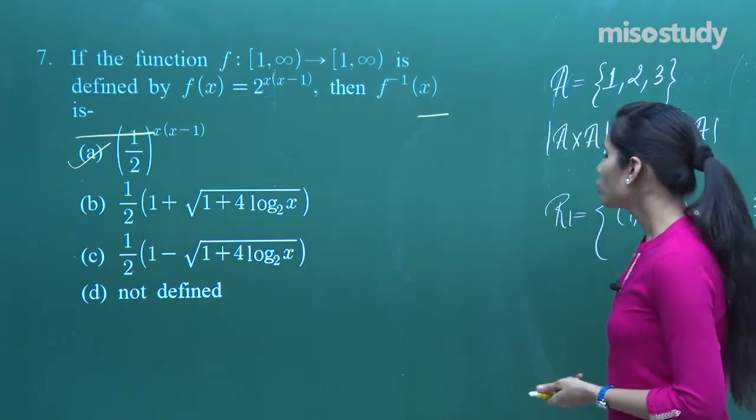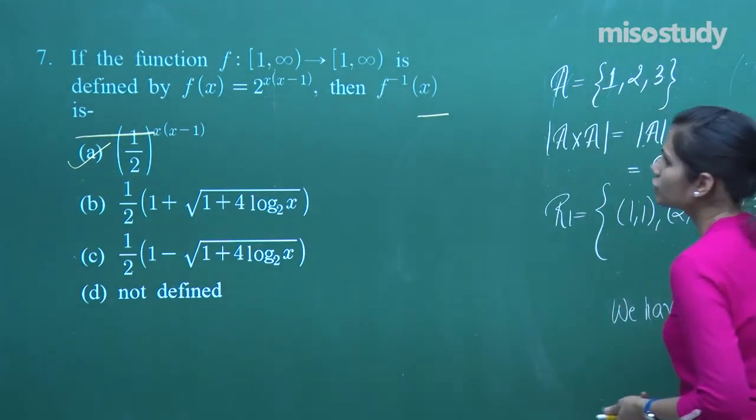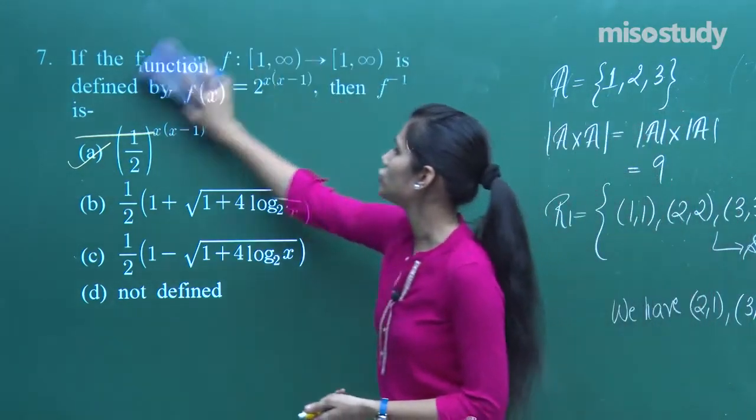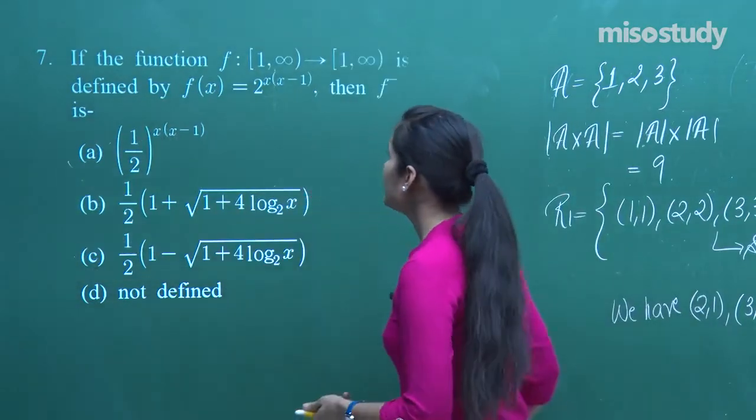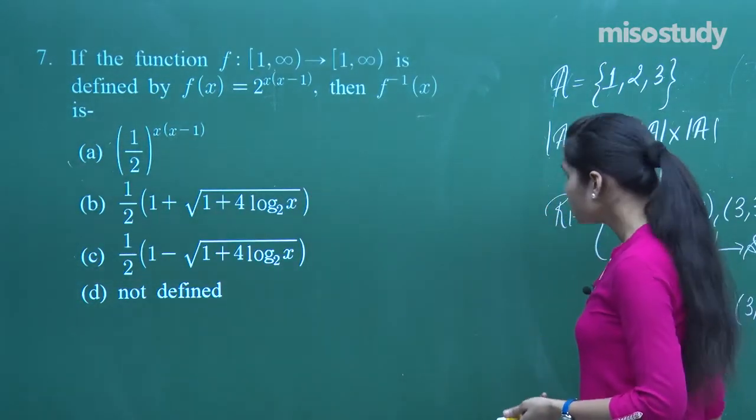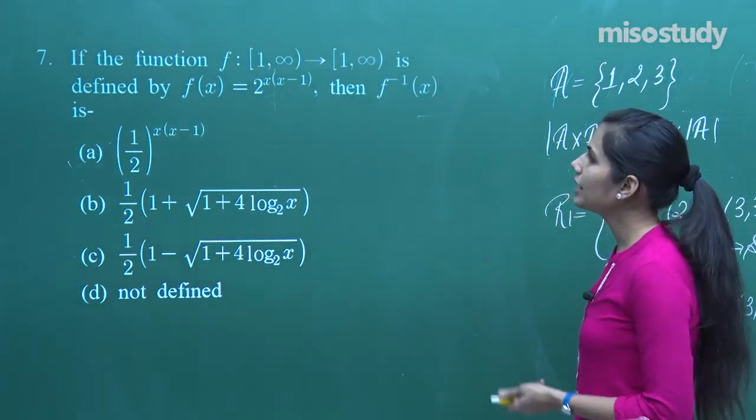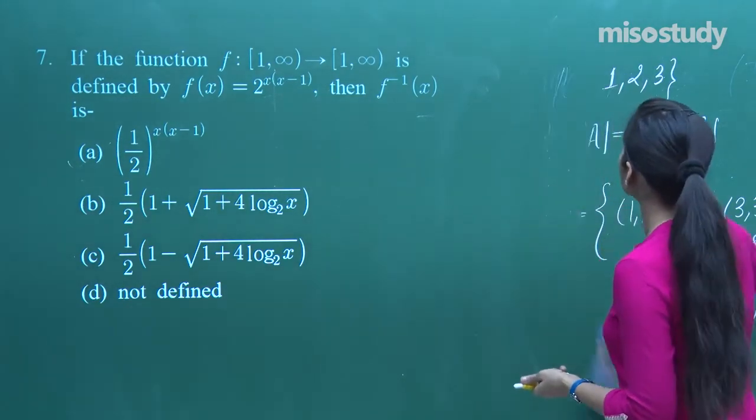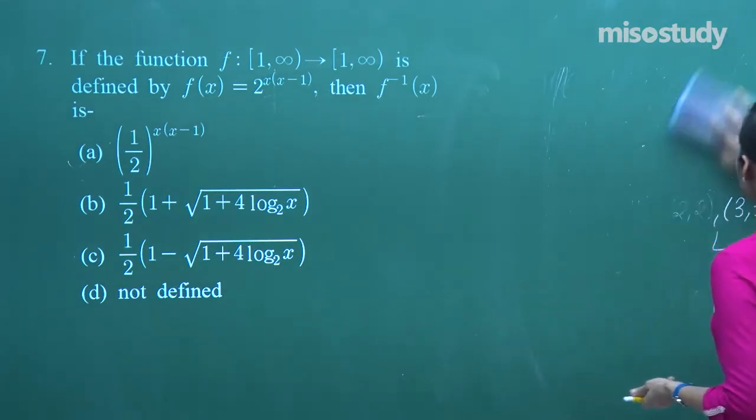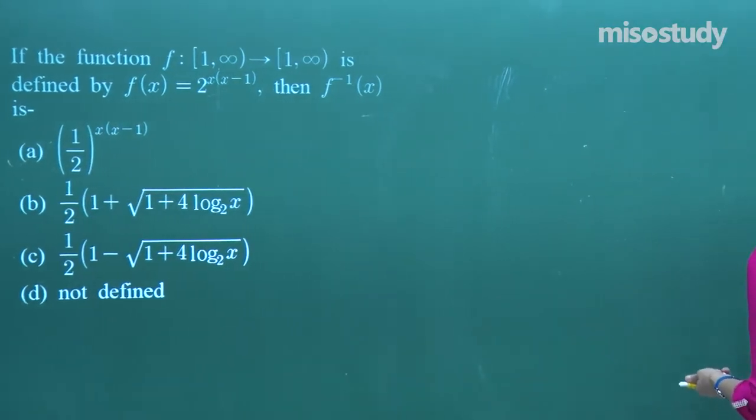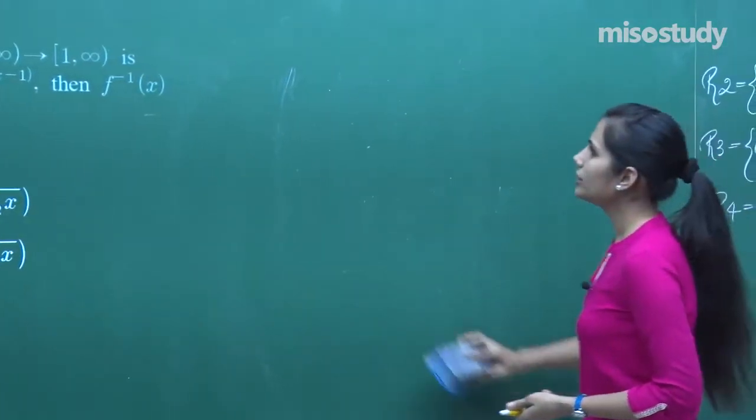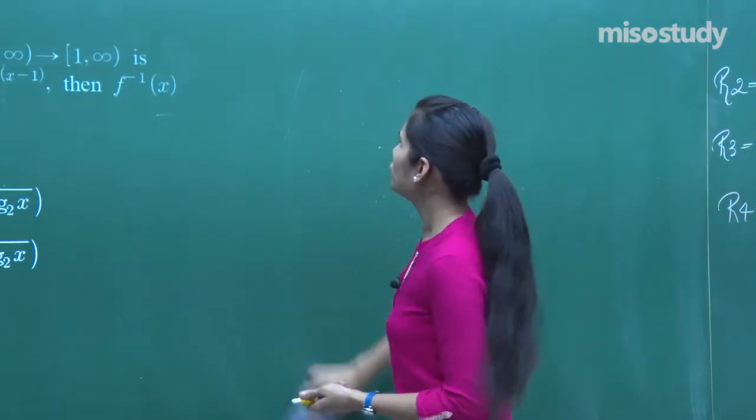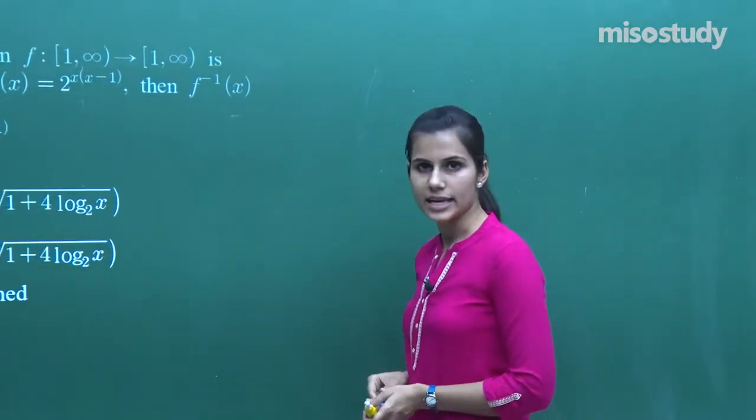So here the seventh question is dealing with functions, and again invertible functions. It is saying if the function f from (1, infinity) to (1, infinity) is defined by this, then what is f inverse of x? Again, we don't need to sit and ensure the injectivity and surjectivity of this function. We don't need to do all that. What we need to do is just find out f inverse of x.